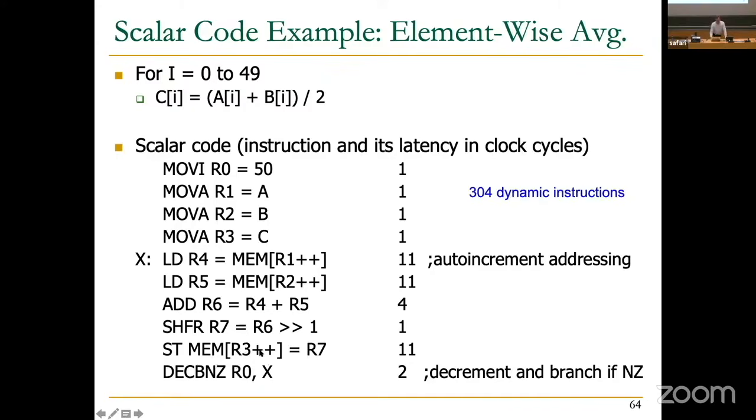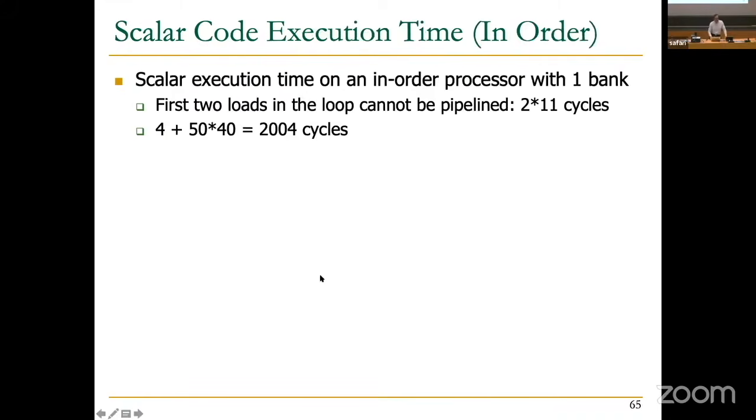If you look at this, you execute 304 dynamic instructions. This is a lot. We will reduce it down to 7 with vector code. It's going to be beautiful from that perspective, and nice from the energy efficiency perspective. But before we get to this, let's do some rough analysis of how long it takes to execute this code on a scalar, in-order processor with one bank.